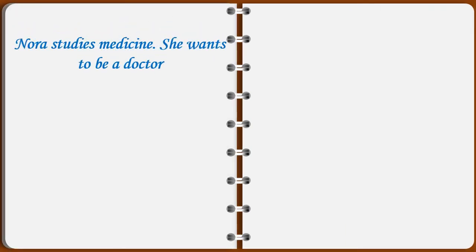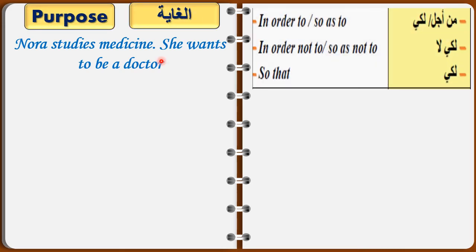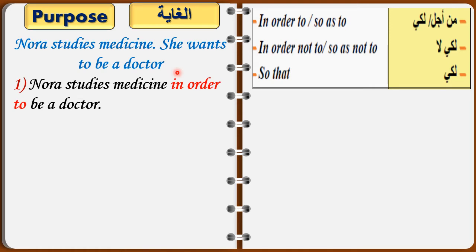Another 2 sentences. Nora studies medicine. She wants to be a doctor. This is Nora's purpose. الغاية. When we want to express purpose, we have many linking words like in order to, so as to, and so on. Let's see an example. Nora studies medicine in order to be a doctor. نورا تدرس الطب كي تصبح طبيبة أو دكتورة. So here, in order to and so as to, they are followed by verb in infinitive.